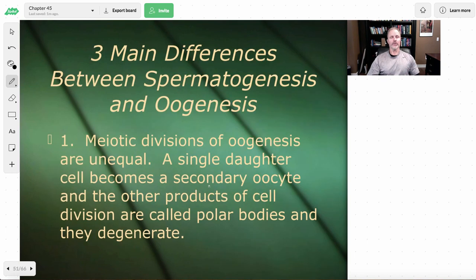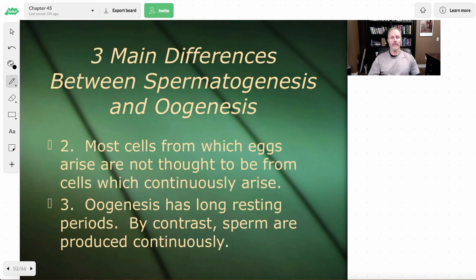Okay, so there's three main differences now between spermatogenesis and oogenesis. Meiotic divisions in oogenesis are unequal, and you probably remember that from when we talked about meiosis last year. You have a single daughter cell that's going to give rise to one functional egg, and then 3 polar bodies, which will eventually disintegrate. Most cells from which the eggs arise are not thought to be cells which continuously arise. The conventionalism is they're not thought to be.